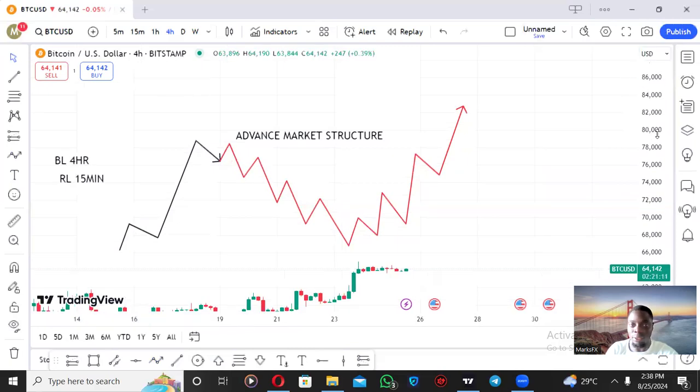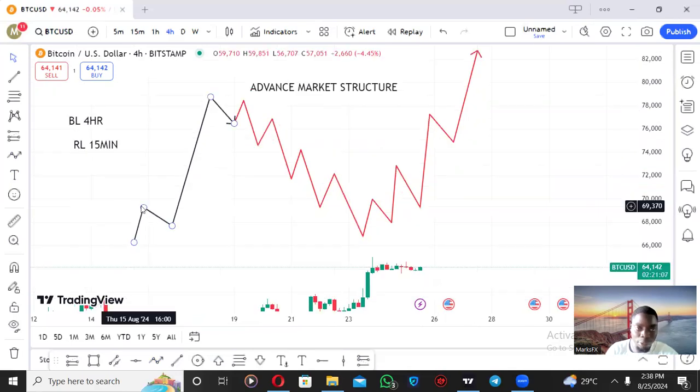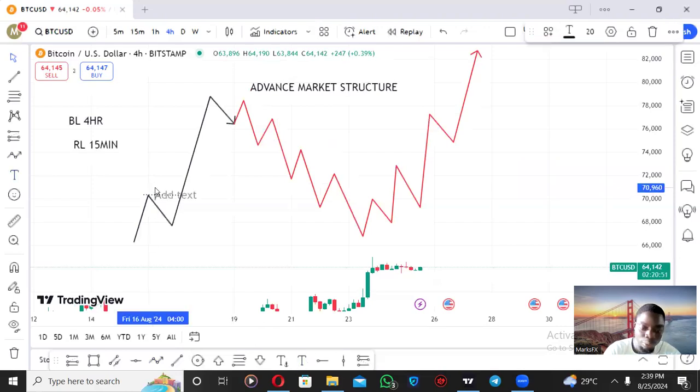Let's take a look at this chart. If you look very well, let me increase this. This is a break of what? Of structure, right? That is a break of structure, right? Okay. That break of structure means what? The trend is what? Bullish, right? No doubt.